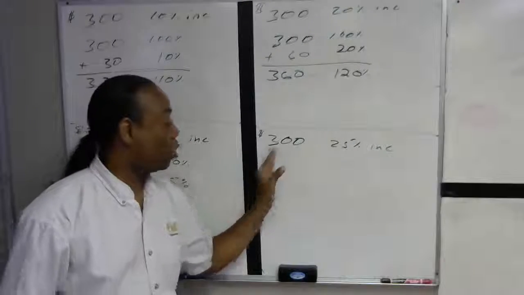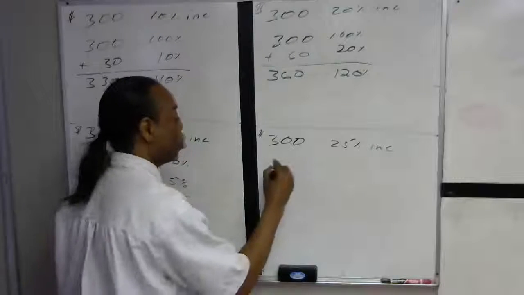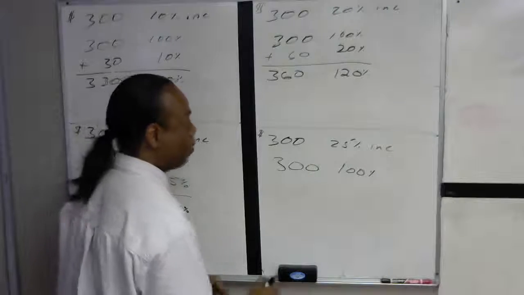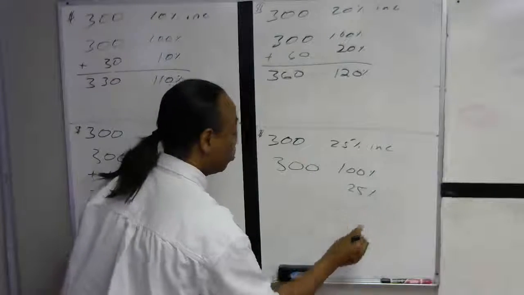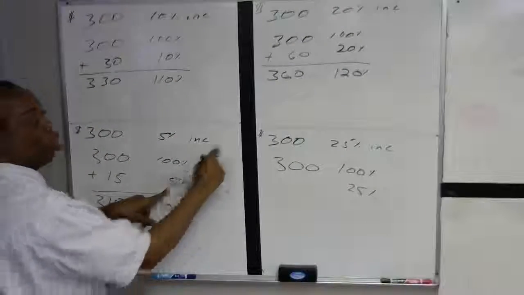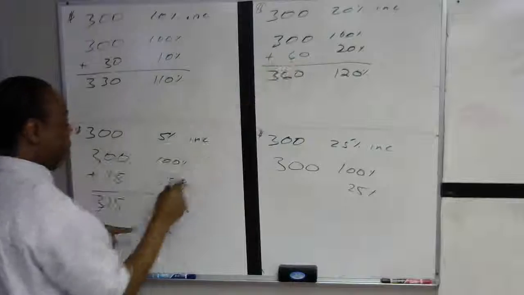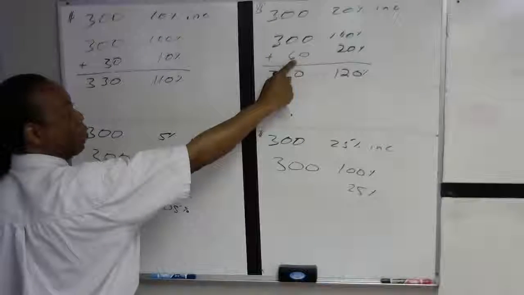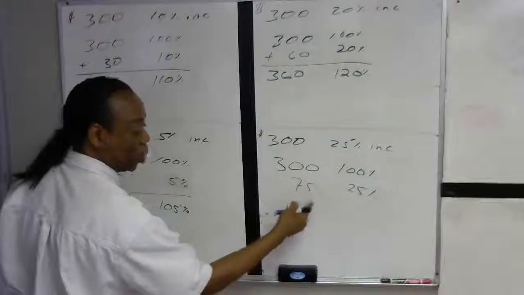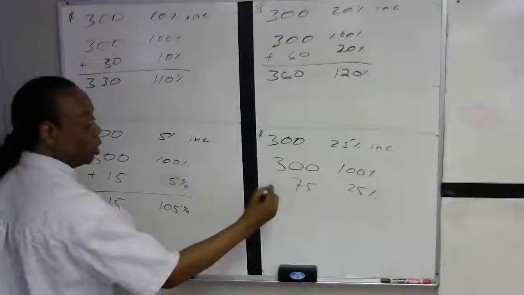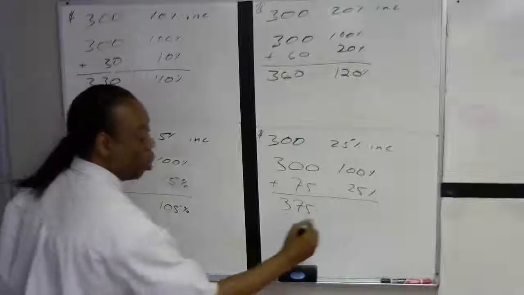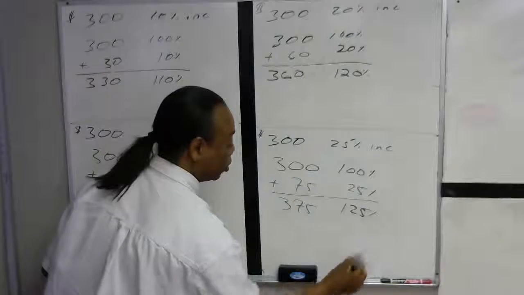Okay, let's look at 300 with a 25% increase. 300 represents 100% of the original. Now, 25%, we'll find that by looking at the 20% and the 5%. The 20% is 60. The 5% is 15. When you combine the 60 and the 15, you get 75. So 75 represents your 25%. So let's increase it by adding it. We get 375, which represents 125%.